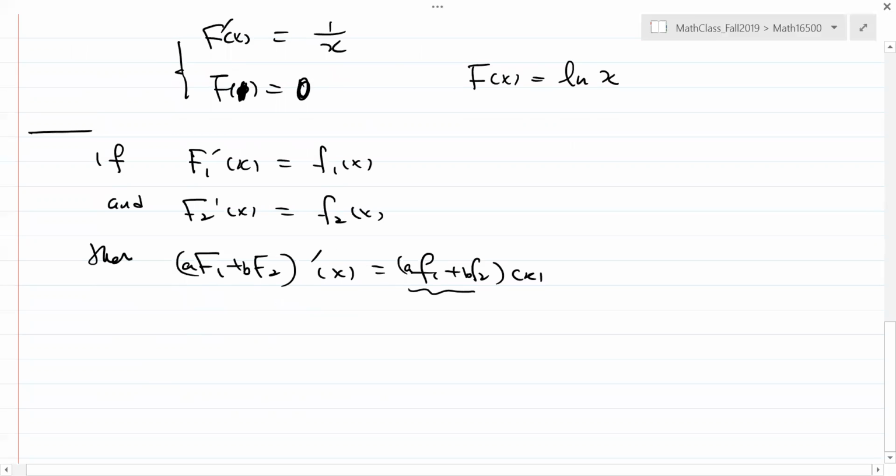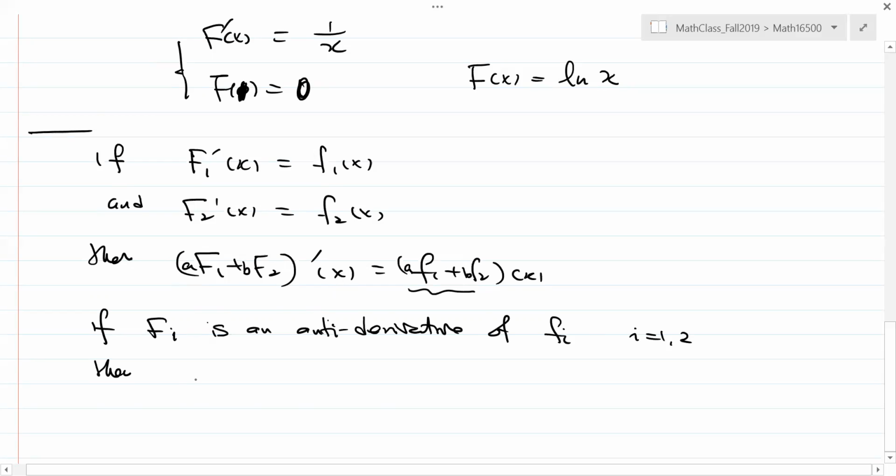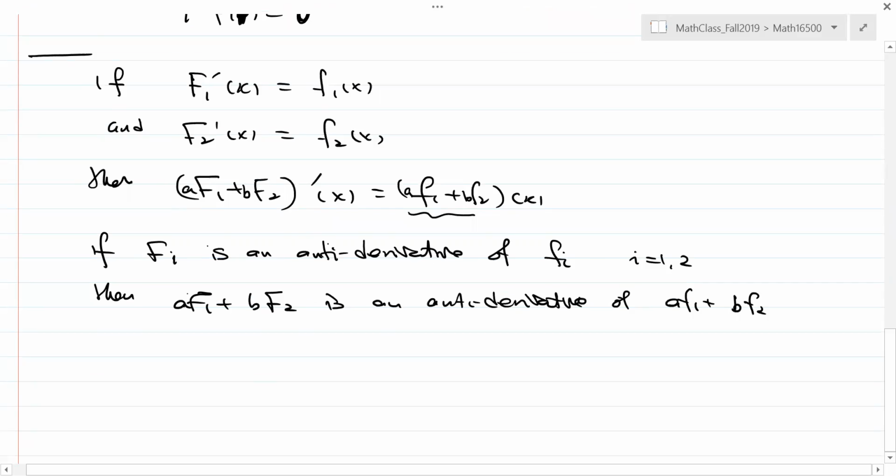So in other words, if capital Fi is an antiderivative of little fi, i is 1, 2, then the same linear combination is an antiderivative of a little f1 plus b little f2. So this will be useful to solve the following problem.